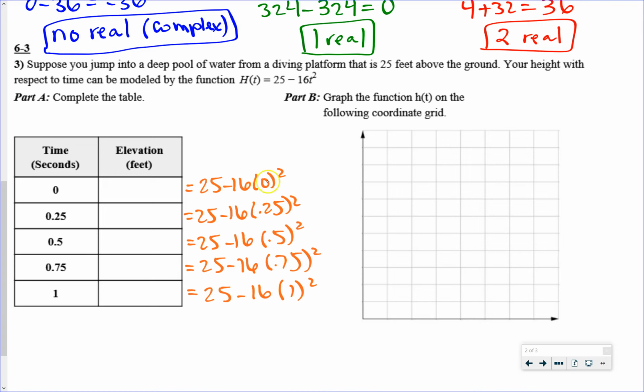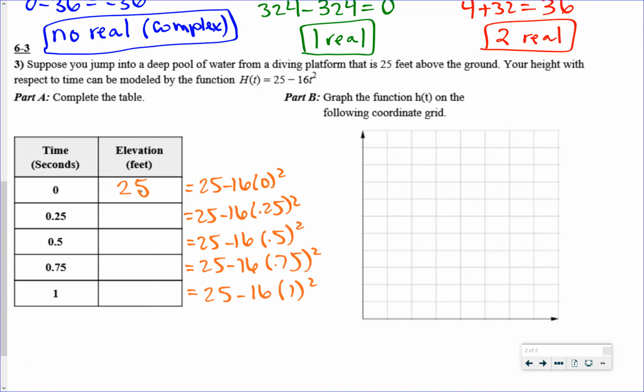So first things first, what is 0 squared? 0. What is 0 times 16? 0. And then what is 25 minus 0? 25. So you know where these numbers are coming from, if I write it, you should write it. That's called showing your work. Some of you still are having trouble with showing your work.